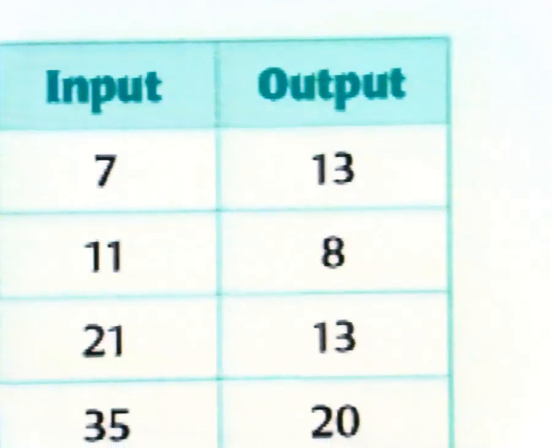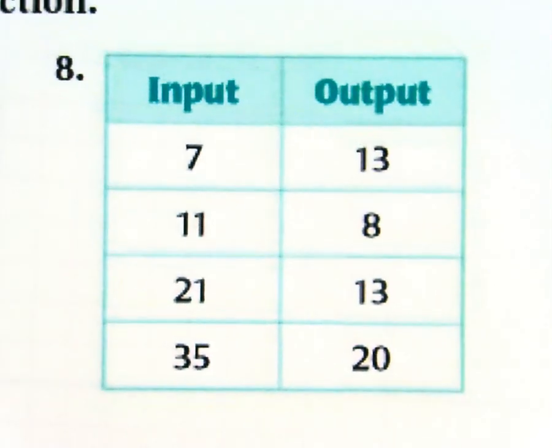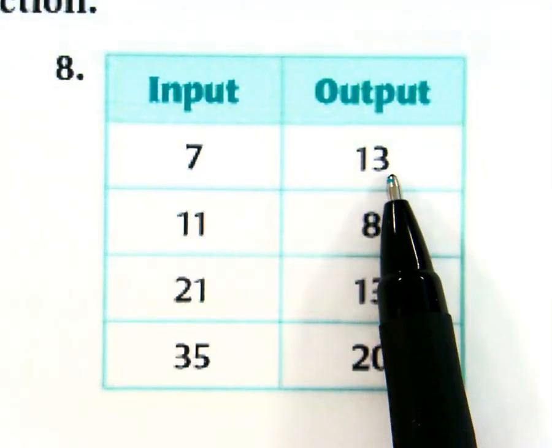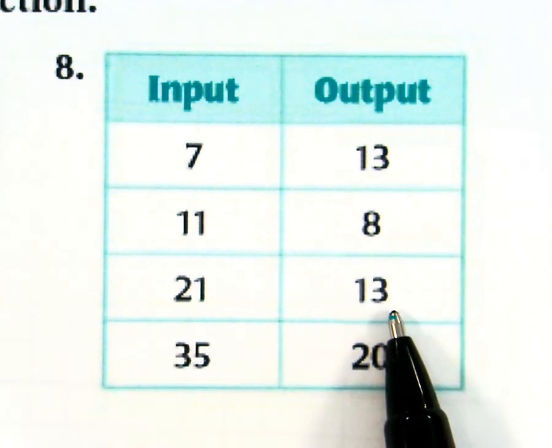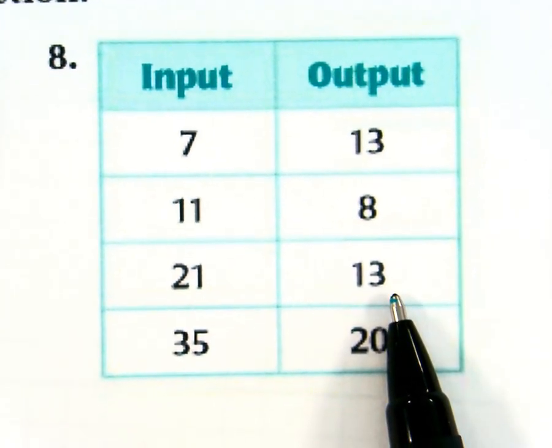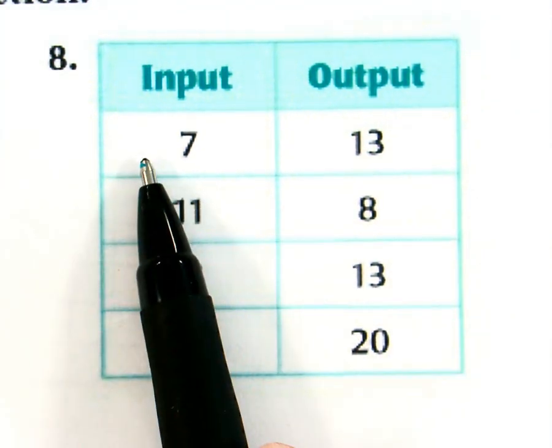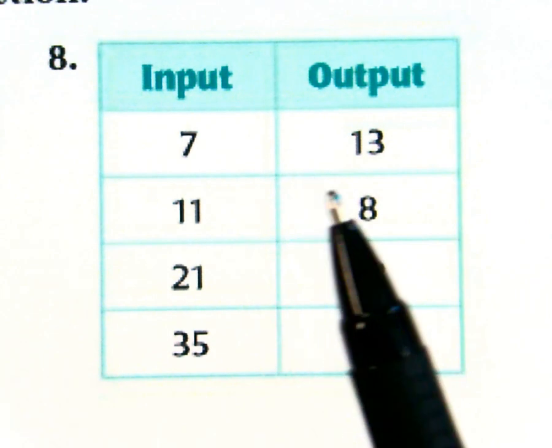Okay, let's look at this one. When input was 7, output was 13, but look here. When it's 21, we get 13. Is that okay? Oh yeah, that's just like the froggy who only knows the number 5. That's okay. Every time we said 7, we got 13. We only said it once, and that's okay.